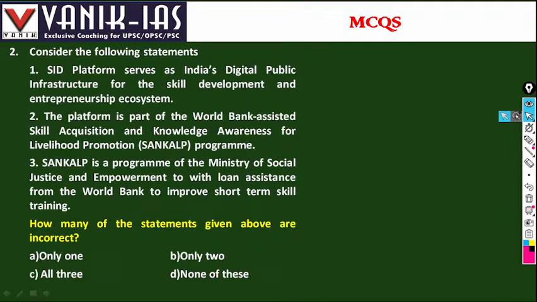Consider the following statement. The SIDH platform serves as India's digital public infrastructure for skill development and entrepreneurship system. That is right. The department is part of the World Bank assisted Skill Acquisition and Knowledge Awareness for Livelihood Promotion program, the SANKALP program. The SANKALP program is not the program for social justice and empowerment. So the two are right. Incorrect is the three. So that answer is one.